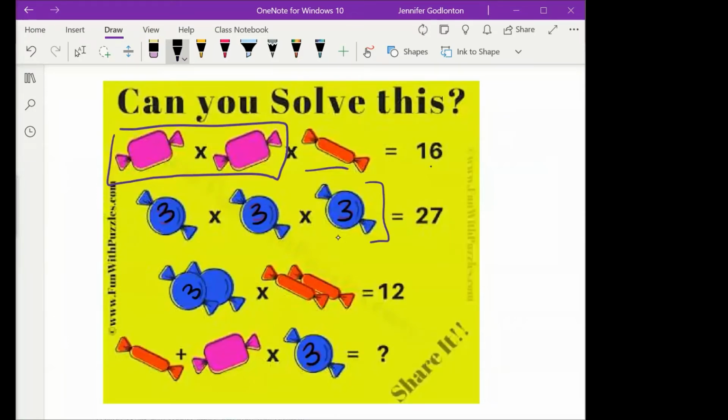Here we've got 3 and 3, which means that's a 6. 6 times something has to give us 12, which means that one must be 2, so this one is now 1. And so we know that both of those must be 4. And so we get 1 plus 4 times 3. Because of BODMAS, we have to do the multiplication first. So 1 plus 12 is 13. And that is the answer for our puzzle.